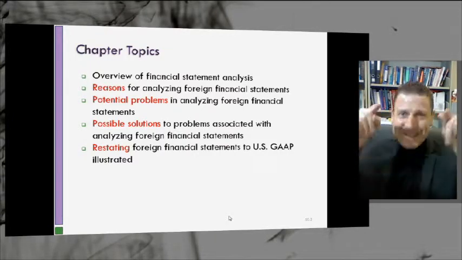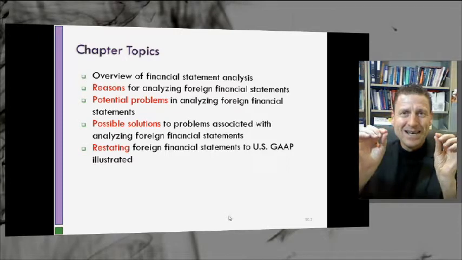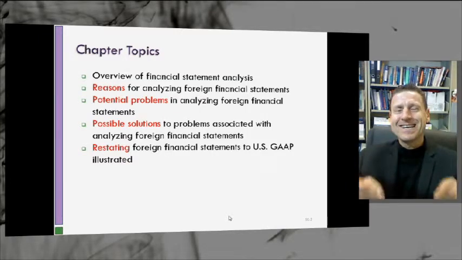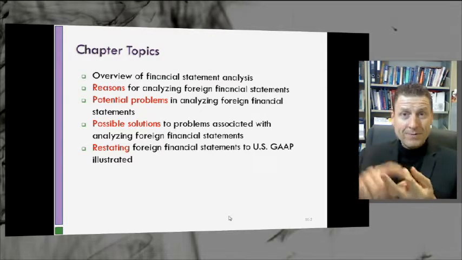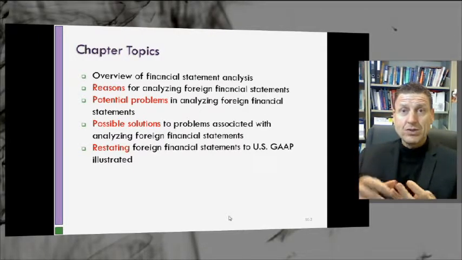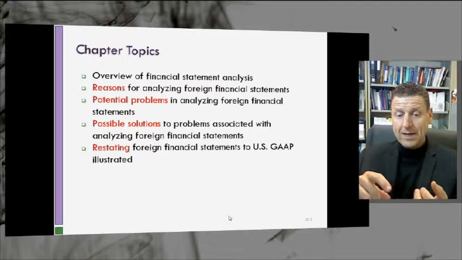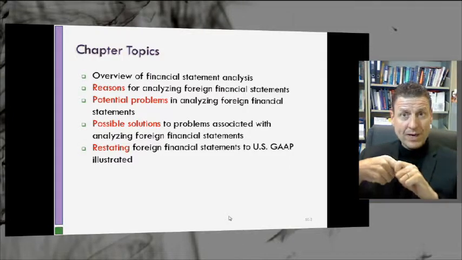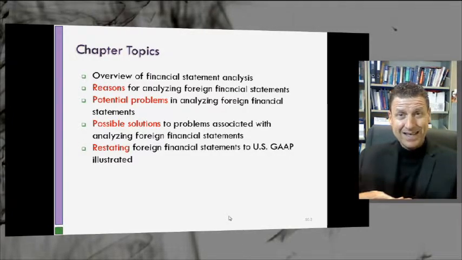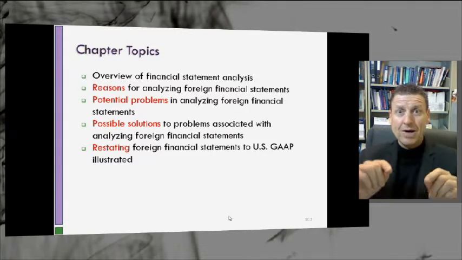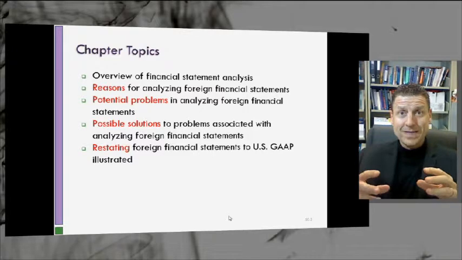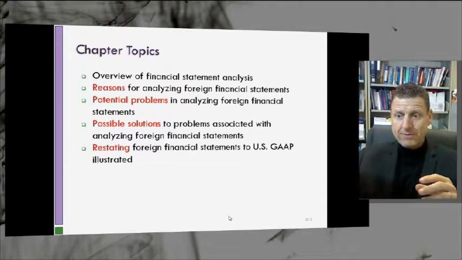Still today, 2015, there is still diversity. As much as we want to have convergence and harmonization, there is still diversity. And if you're an analyst, an investment advisor, a due diligence consultant, an asset manager, or you are looking to do a merger and acquisition in another country, at some point in time, you're going to be met with this issue of, we've got financial statements. Oh, they're in a different country, different exchange rate.